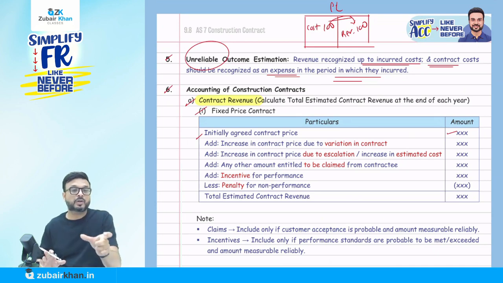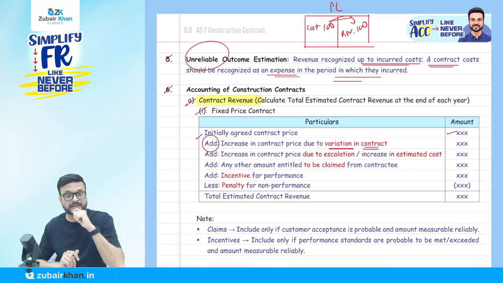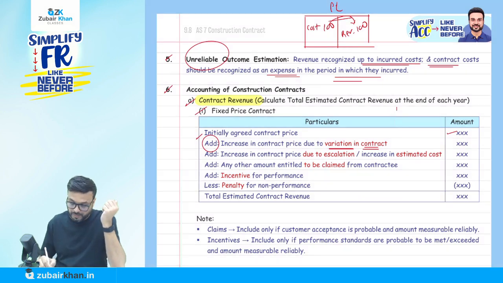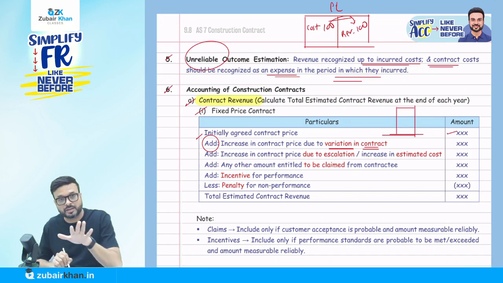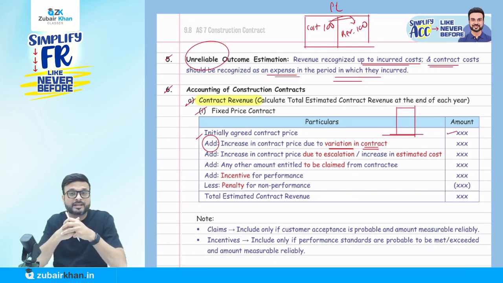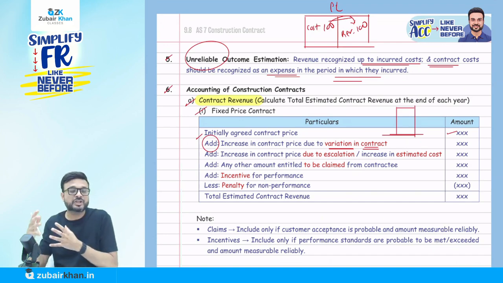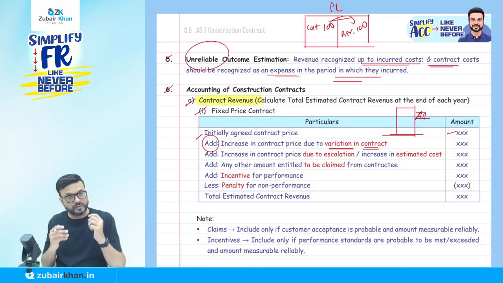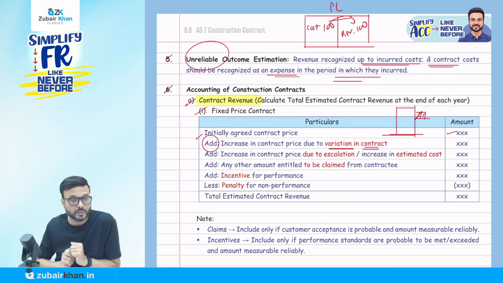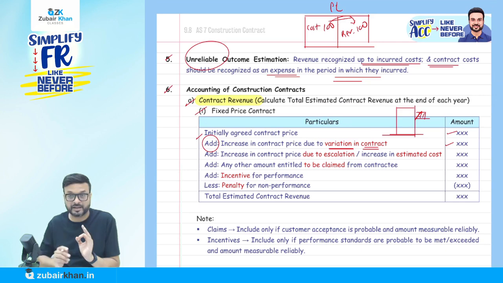But they say if they put a clause in the contract between the contractor and contractee that increases the contract rate due to variation in contract. It might happen that, suppose this is the construction of a building the contractor is going to do. Later on the contractee makes some variation in the contract. They say, no, I want a balcony also. So there is a variation in the work, and obviously the contractor is going to charge for it. So they will add the increase in the contract price that is due to variation. They will add this amount here.